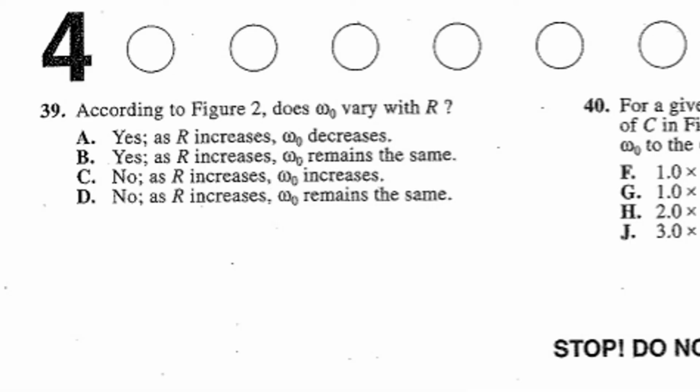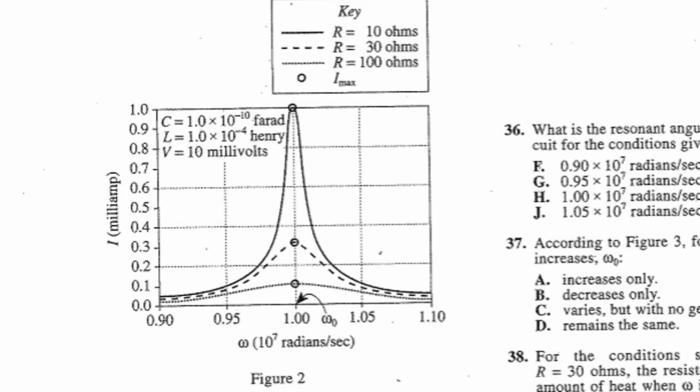Let's go ahead and take a look at problem number 39. Question number 39, first thing we do is underline what's relevant here. According to figure 2, we're looking for WO and varying it with R. Second thing that we're going to do is go into the passage. We're going to look for figure 2. Let's go ahead and find it. Figure 2, figure 2, figure 2. There it is down here at the bottom. Then we're going to look for WO varying with R.